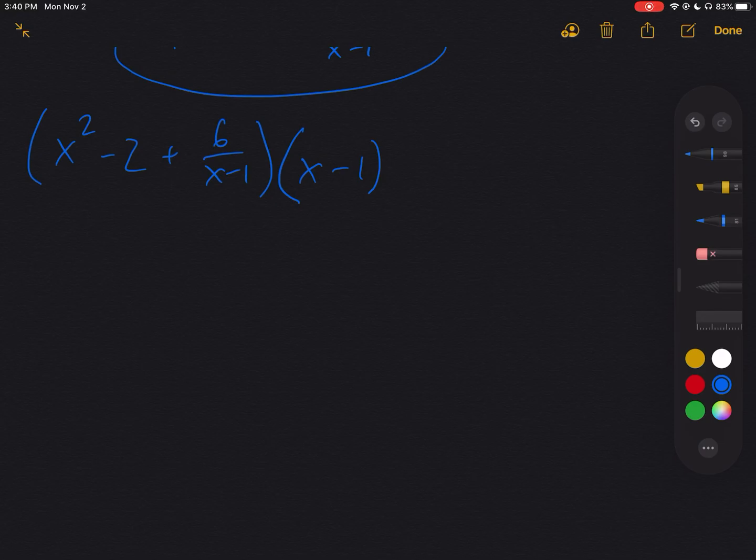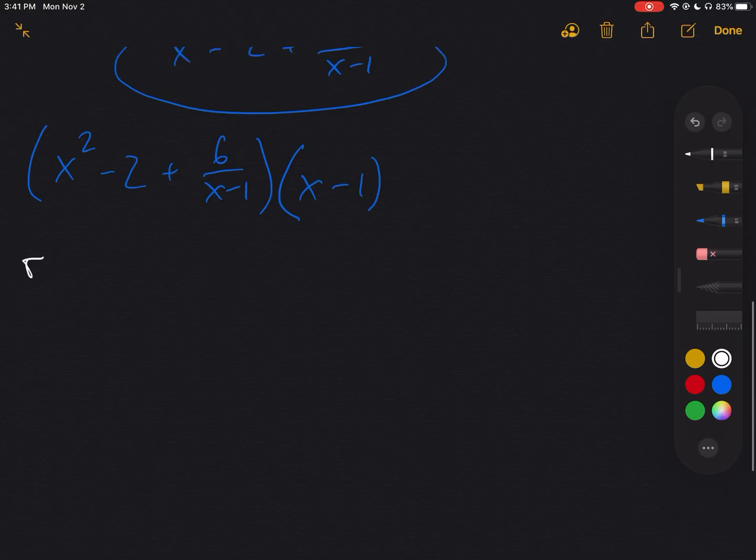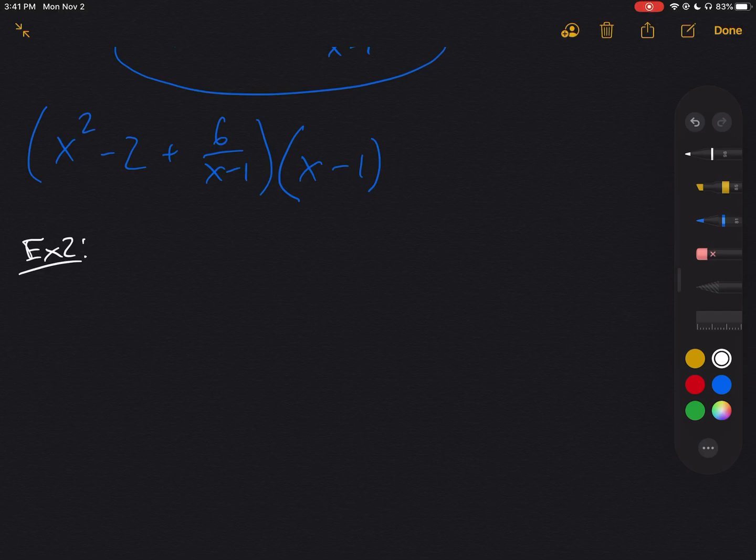So let's look at one more. Let me see if I can find one that works here. Okay. So this will be example 2. I've got negative x cubed plus 4x squared plus 9 divided by x minus 3, okay?